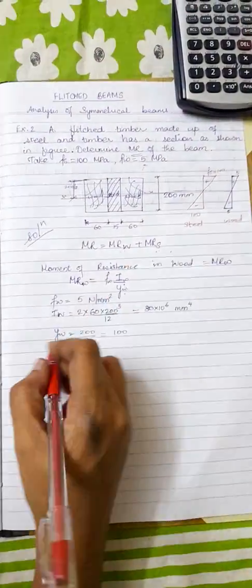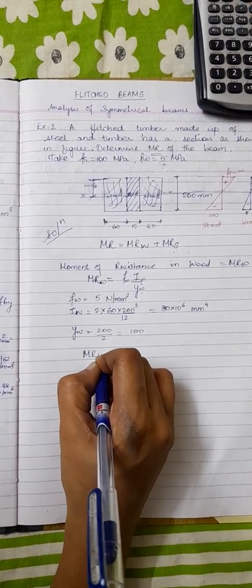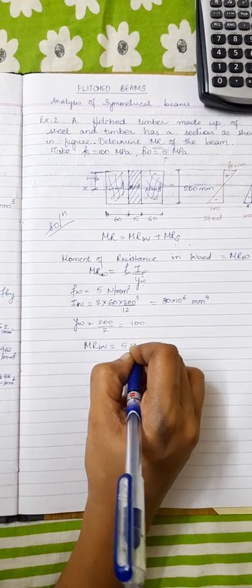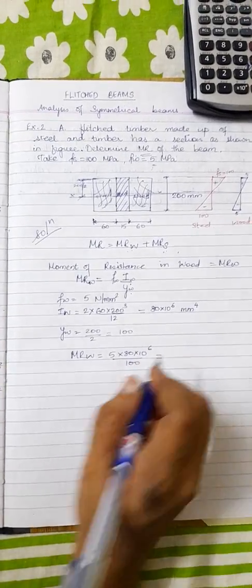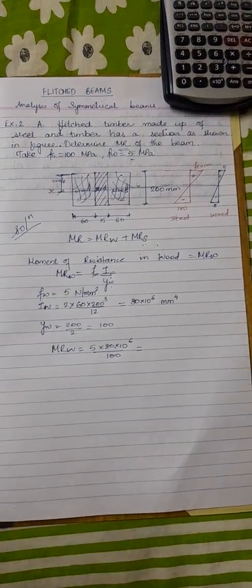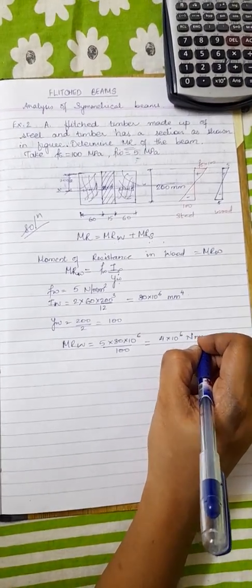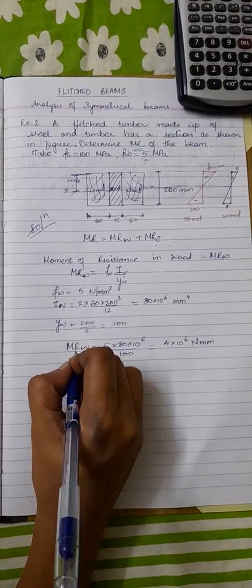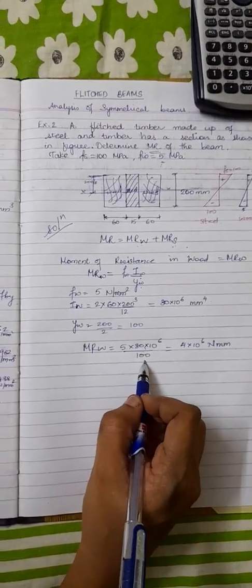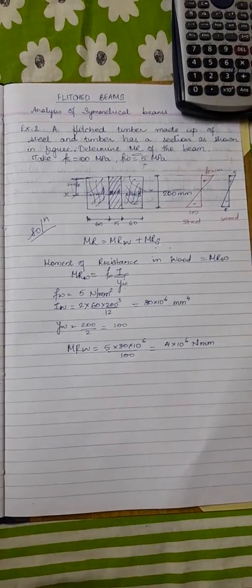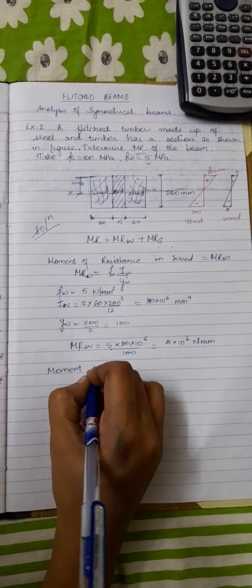Now simply substitute in this MRW, that is the moment of resistance in wood. It is 5 into 80 into 10 raised to 6 divided by 100. So this value is equal to 4 into 10 raised to 6 Newton millimeter, because this is the moment of resistance and the unit is Newton millimeter. This is Newton per millimeter square, millimeter raised to 4, and millimeter, so whatever remains is Newton millimeter.